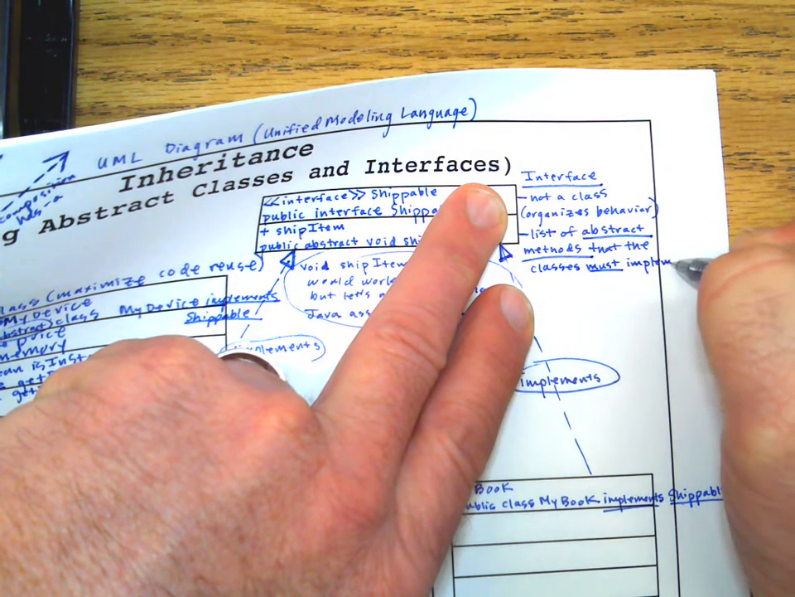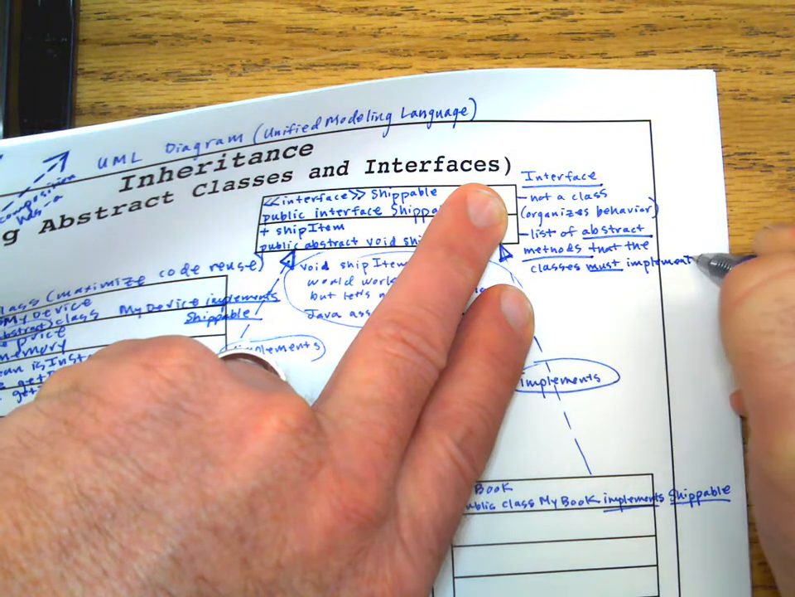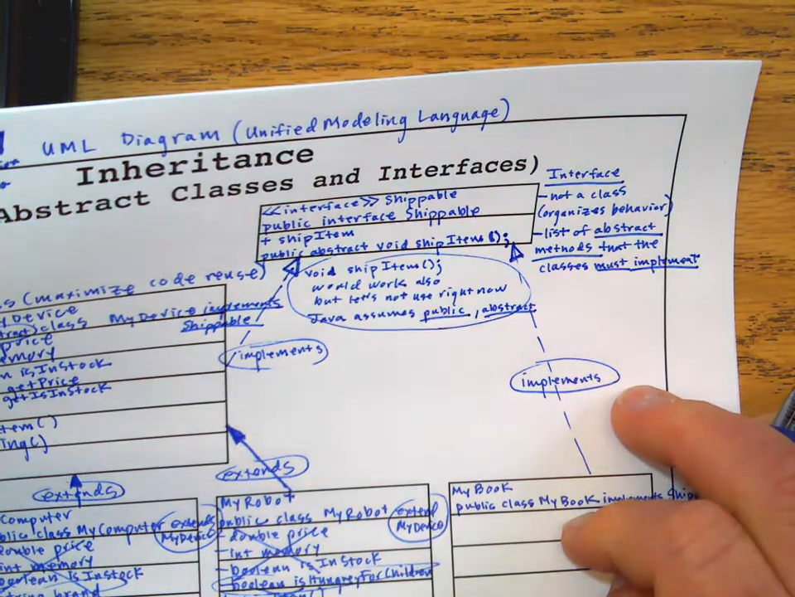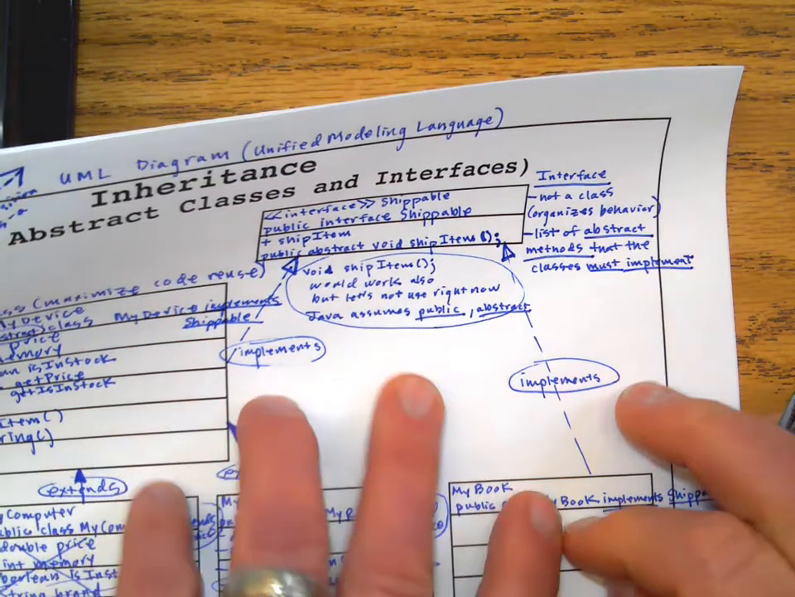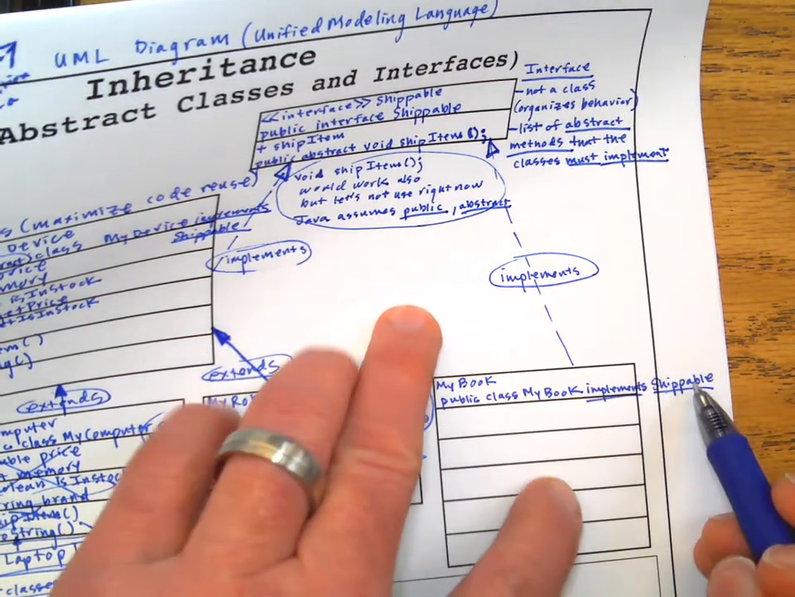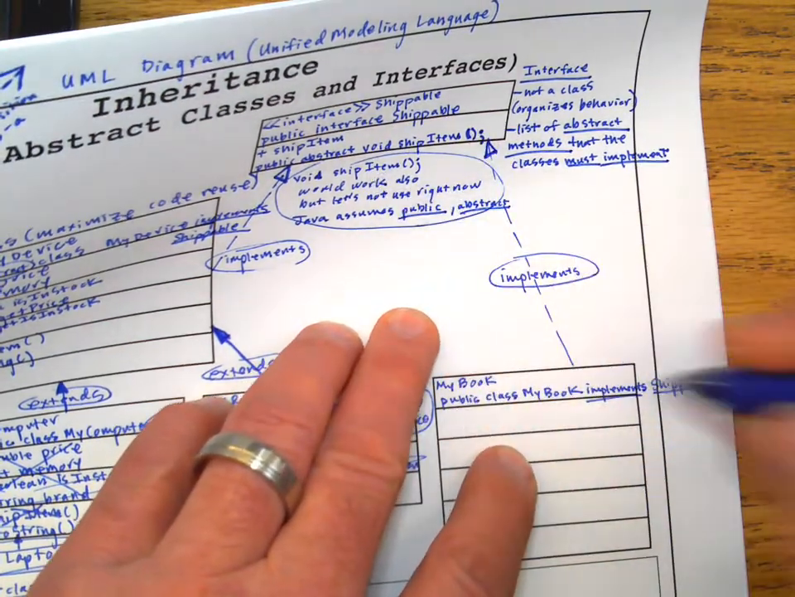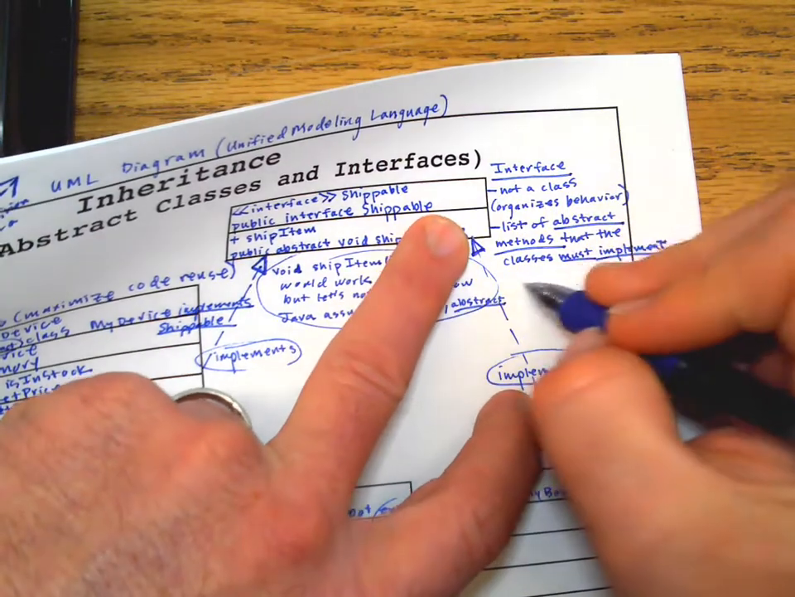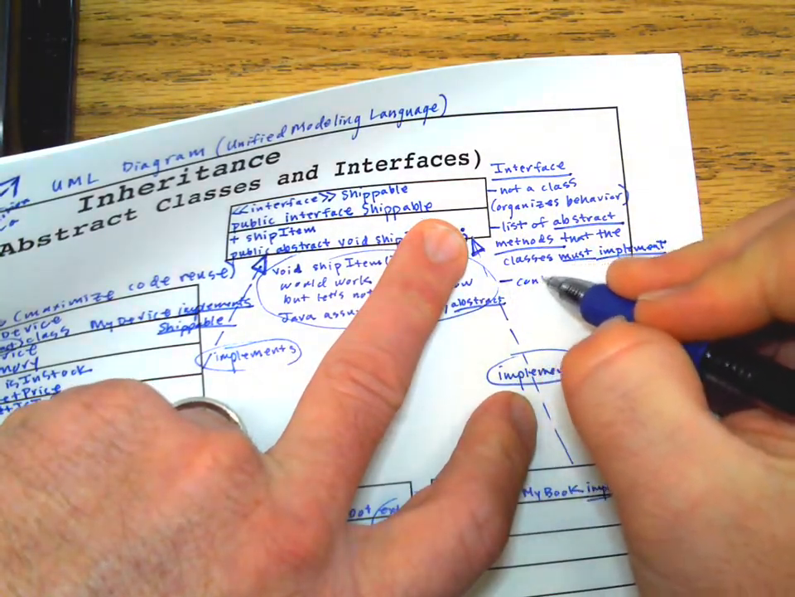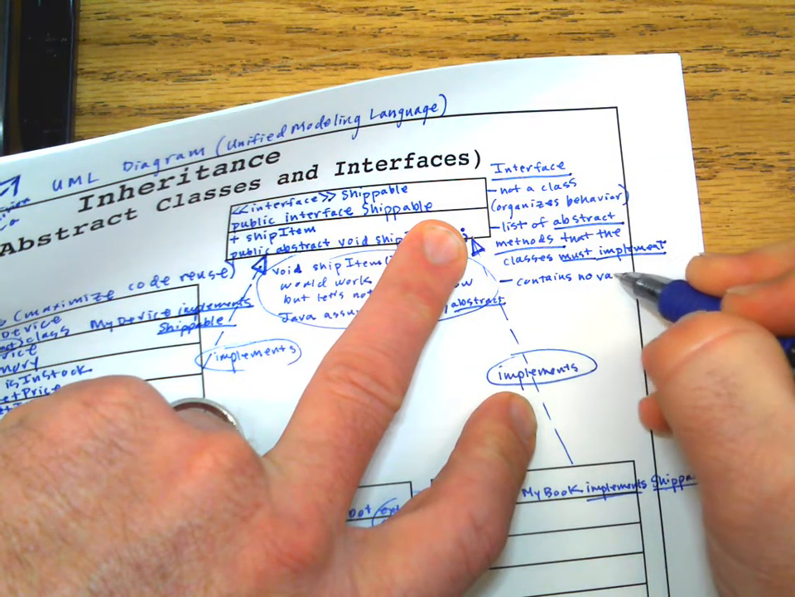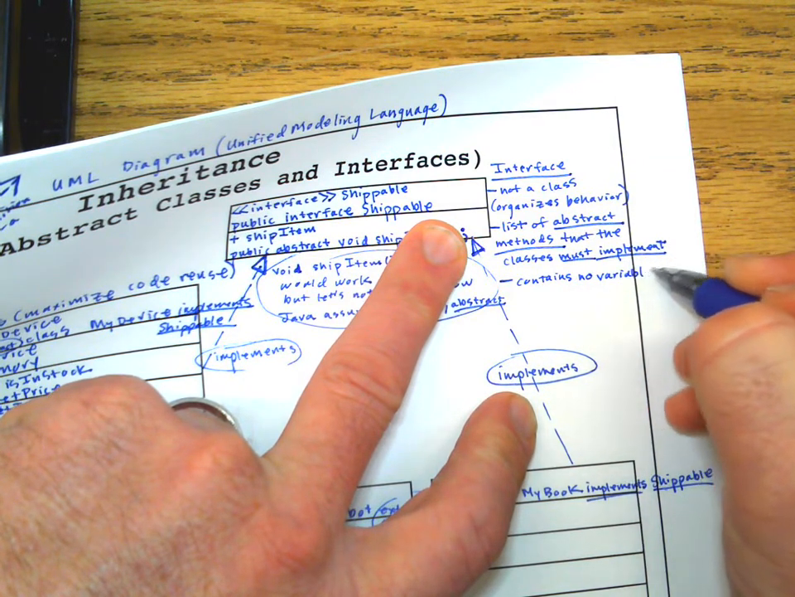Okay, so implement is a word that we've been using already. Implement means to write the code for a method. And so if this implements Shippable, that means it gets its methods, but it has to write the code for it. The code has to be in here. Okay. It contains no variables of any kind, private or public or whatever.